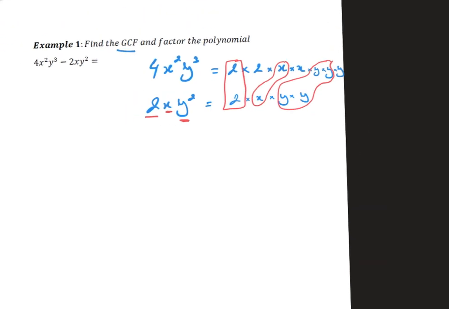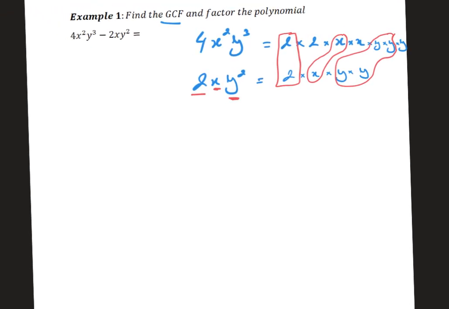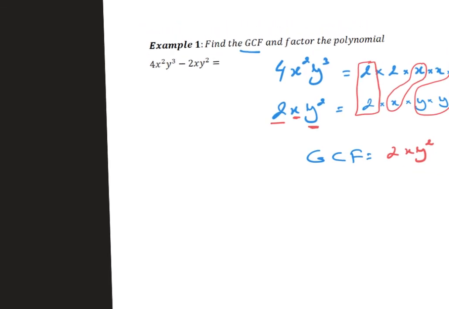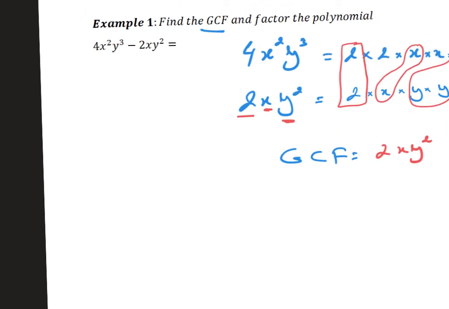So if you want to calculate the GCF here, the GCF will be 2x y squared, right? Now let's use it to factor this polynomial. We're gonna factor out 2x y squared. And when you factor, you have to write the GCF and open the parentheses, right?